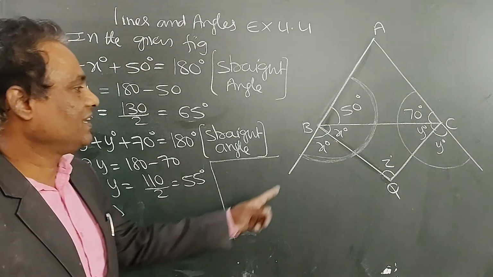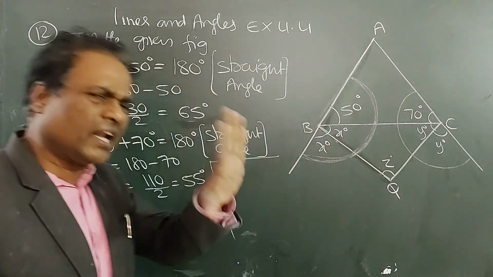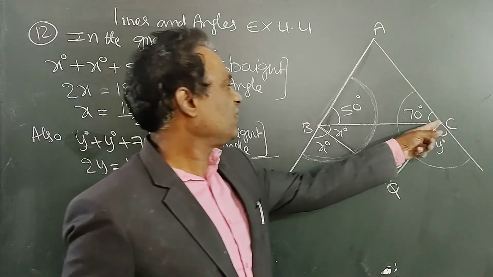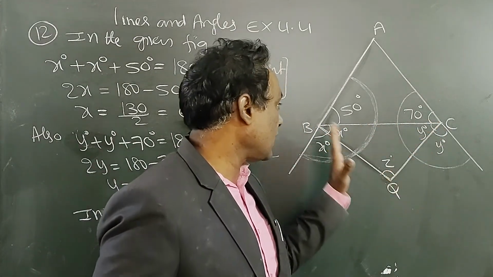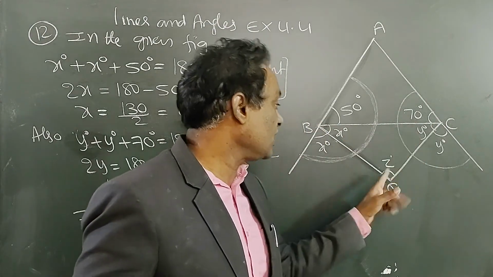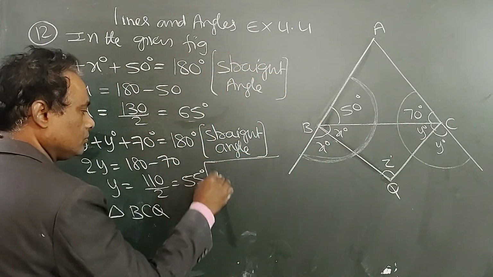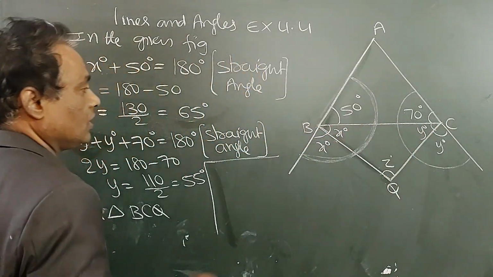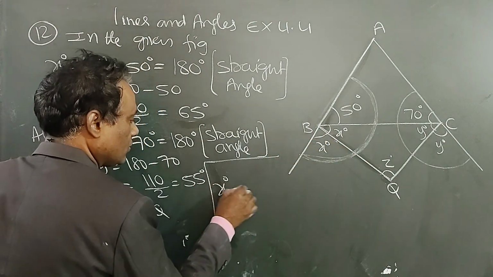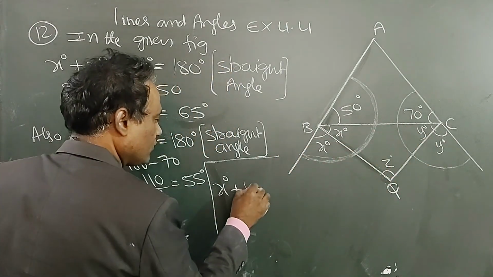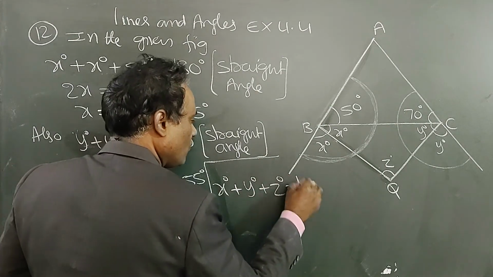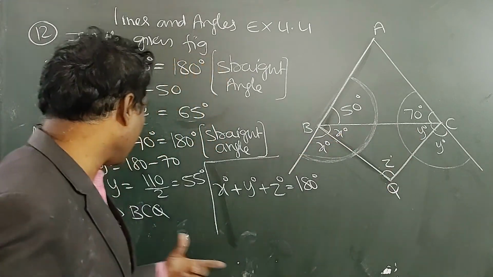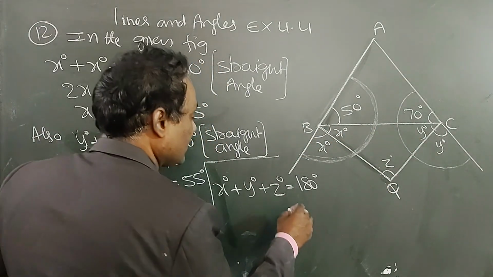In triangle BCQ, see only BCQ, don't forget about the remaining. BCQ triangle, concentrate only on BCQ triangle. X plus Y plus Z is equal to 180 degrees, because sum of three angles in a triangle is 180.